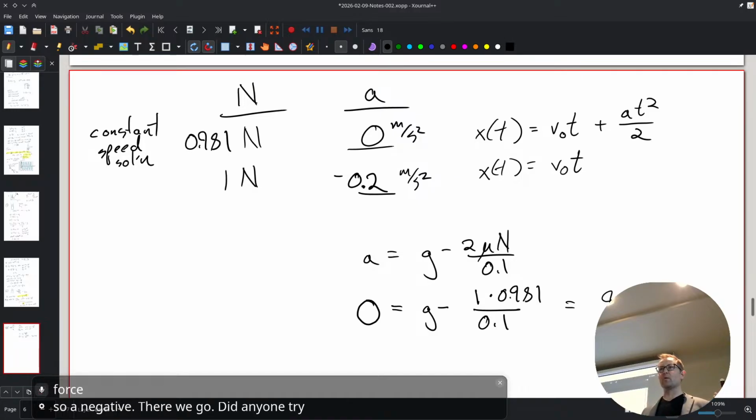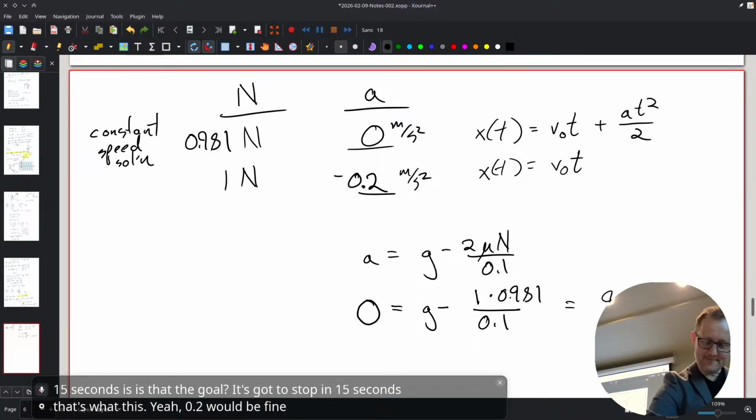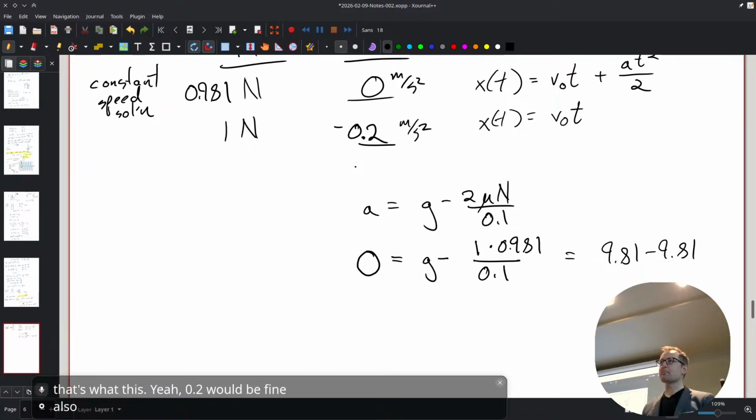Did anyone try a really big number? What other accelerations did we get? 15 seconds. Is that the goal? It's got to stop in 15 seconds. That's what this one does. Yeah, 0.2 would be fine. That also takes 25 meters.